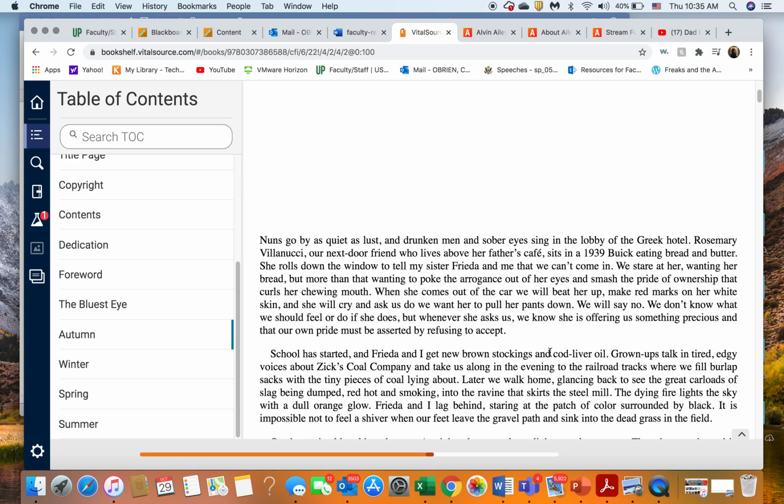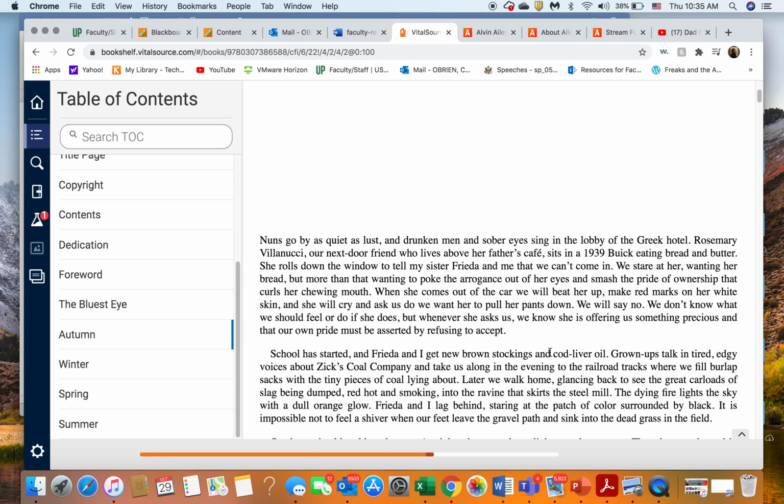And nuns are kind of known for being quiet, however, not for lust. And lust is only quiet because it is the desire to fulfill a sexual need, which we don't associate with nuns. We associate nuns with virginity. So thinking about the nuns as quiet as lust, and the nuns whose lust has to be kept quiet, and drunken men, which is another one of those short U vowel sounds, is an almost humorous yet very soothing and soft depiction of the town.